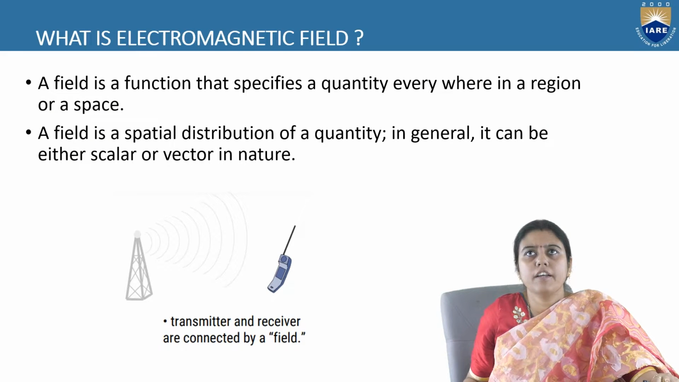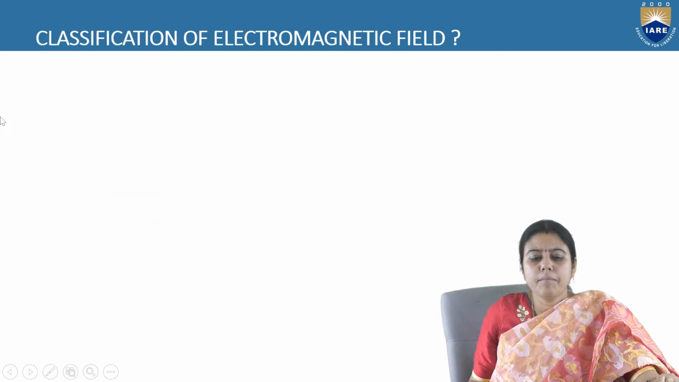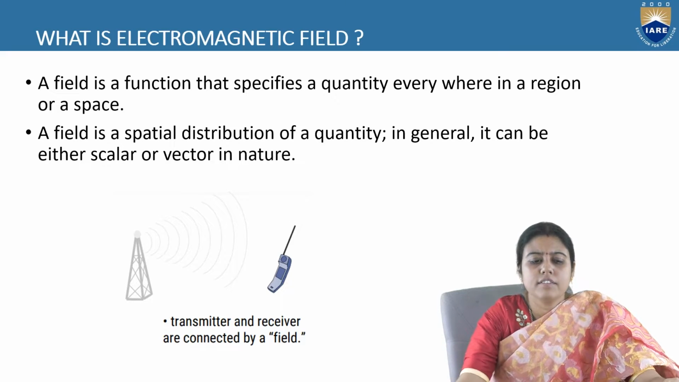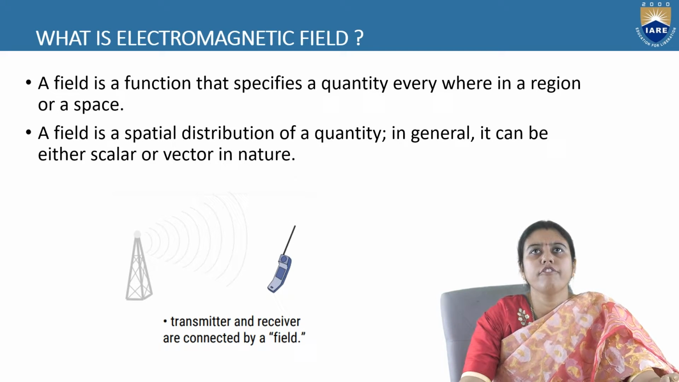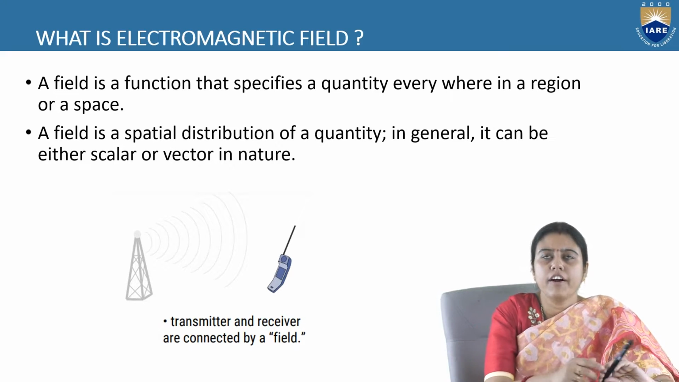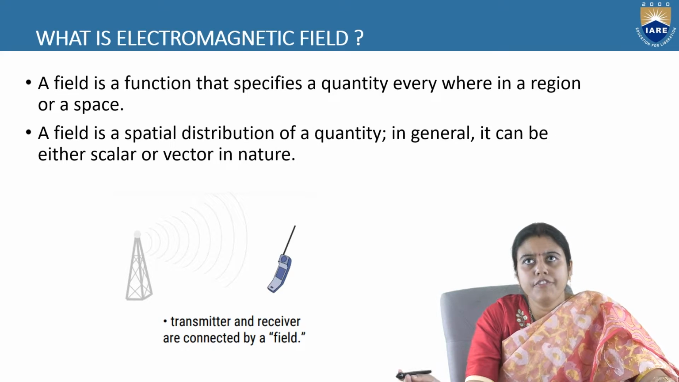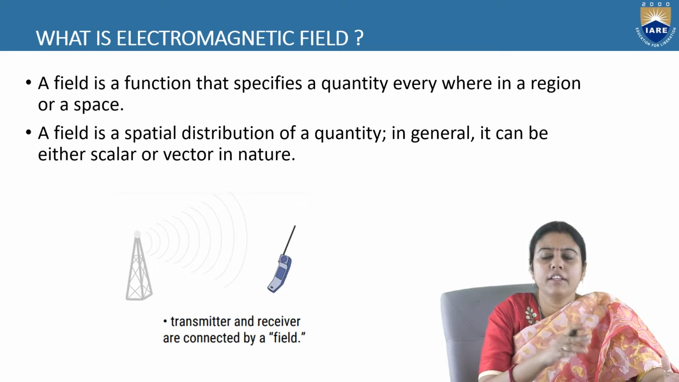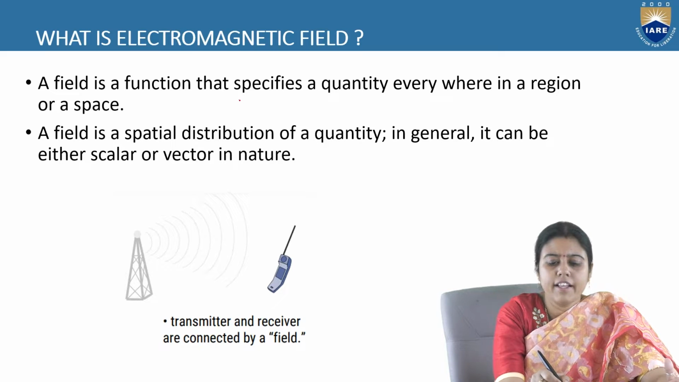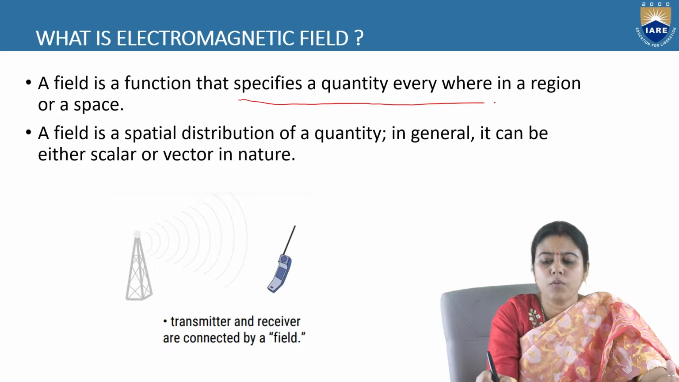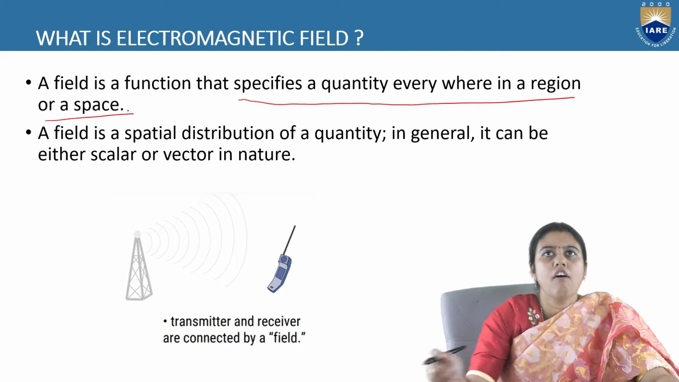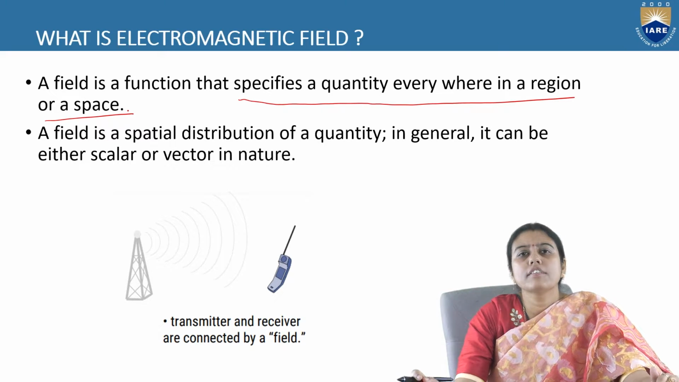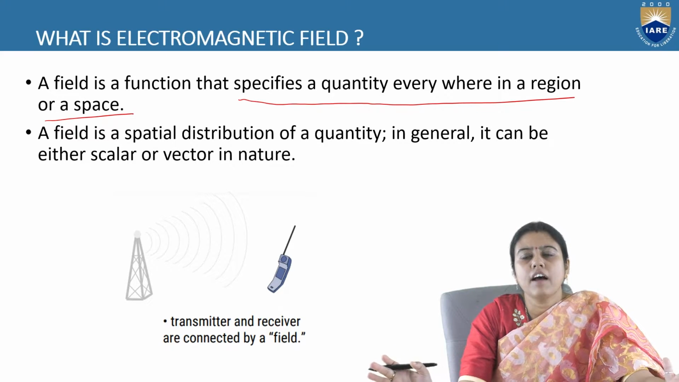So before starting, we will start with what is an electromagnetic field, or what is a field? A field is a function of a specific quantity in a region. We can say a function that specifies the quantity in a region or a space.